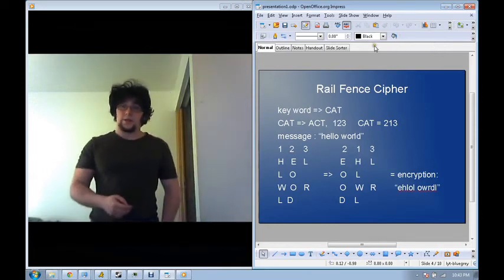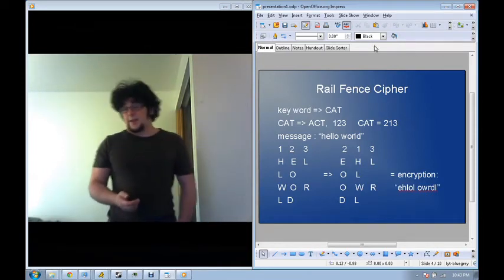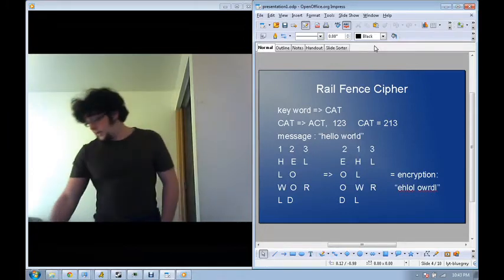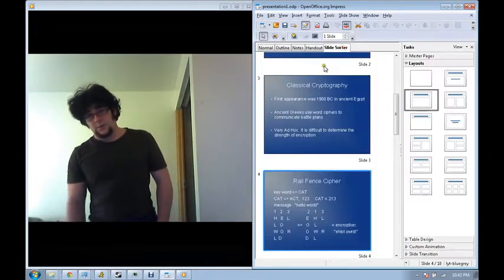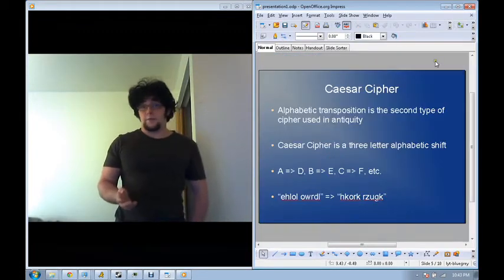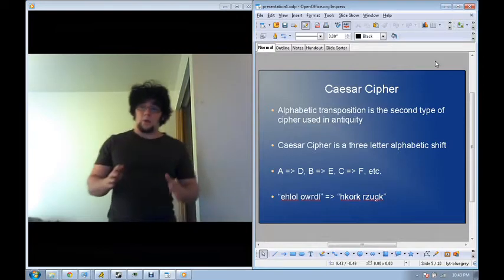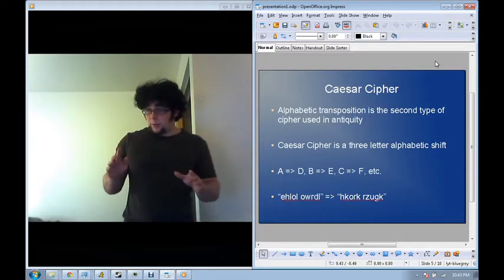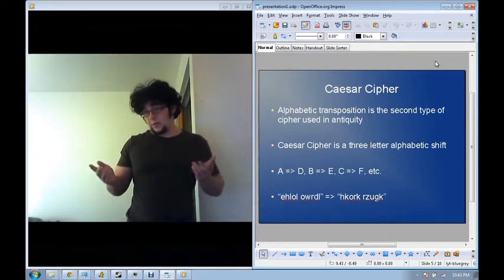Now that looks pretty easy to break, and that's because it is. Cat would not be an ideal keyword, but for the sake of simplicity, I picked an easy one. The other type of cipher that was used was an alphabetic cipher. Now, a word cipher works by scrambling the letters. An alphabetic cipher works by swapping out the letters in some algorithmic way.